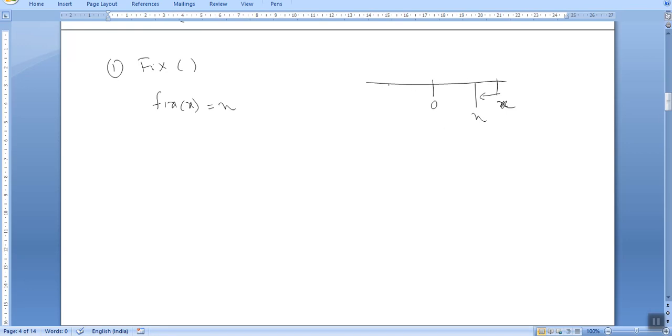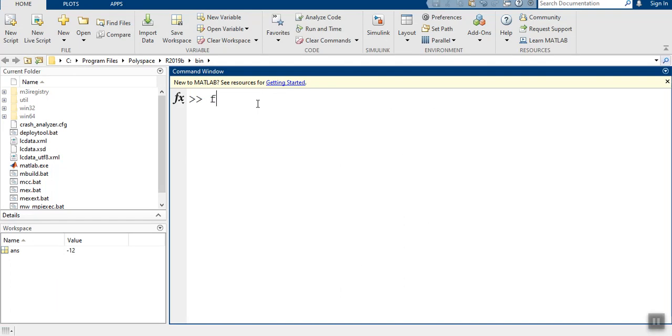Suppose it is a negative value, for example minus x, now find the nearest value. For example, fix 12.2. The nearest integer towards 0 is 12. So fix 12.2 is 12. Fix minus 12.2, the nearest one is minus 12. I will show you in the software.